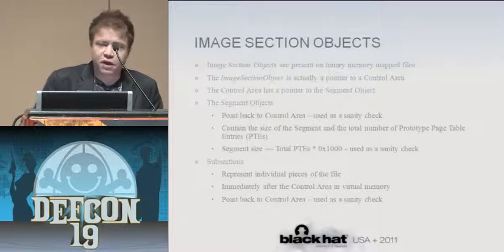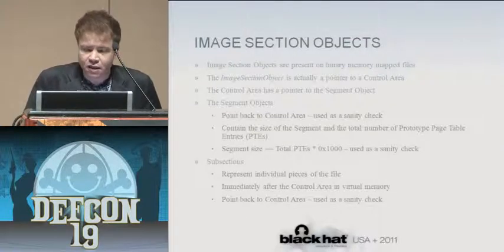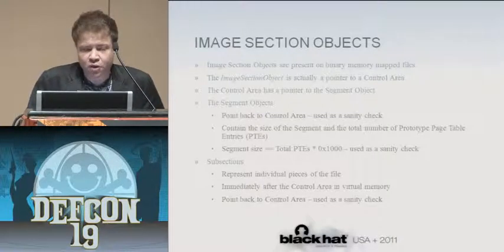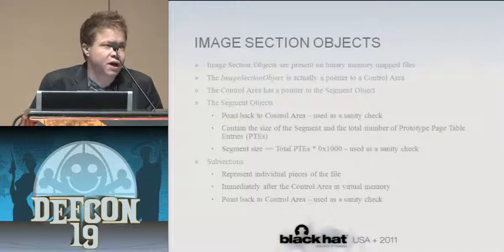But this pointer, this image section object thing, is not actually a pointer to a structure called image section object, that doesn't exist. It's actually a pointer to a control area, so yet another control area. That control area will have a pointer to what's called a segment object. This segment object can be used for sanity checking, like if you were just scanning through memory, you may find some artifacts that are no longer in use that aren't actually usable. If you try to parse them in certain code, you probably crash. So we'll use this for sanity checking.